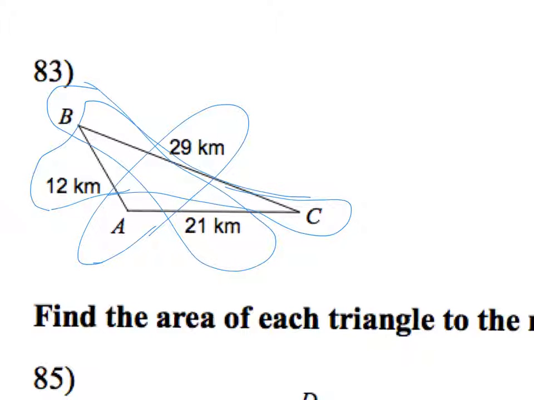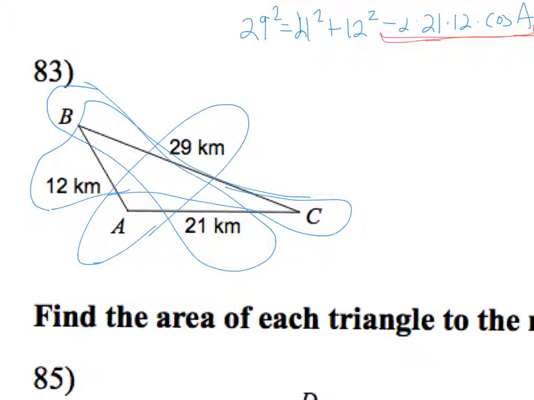I'm going to start with A, kind of arbitrarily. And law of cosines is going to be a squared, so 29 squared is equal to b squared, that's 21 squared, plus c squared, that's 12 squared, minus 2 times b times c times cosine of A. I'm going to get this piece by itself in the next step by evaluating all the squares and subtracting them. So that's 29 squared minus 21 squared minus 12 squared.